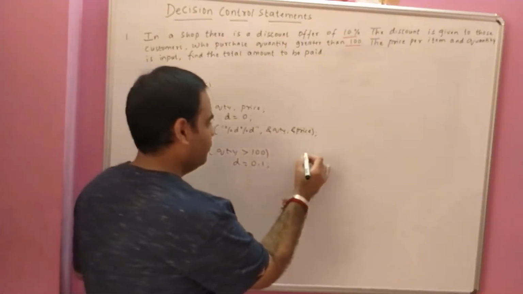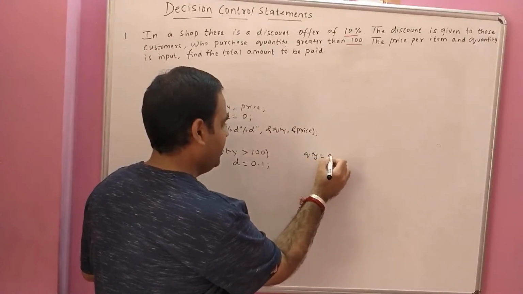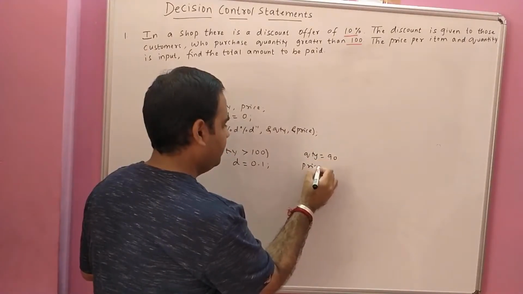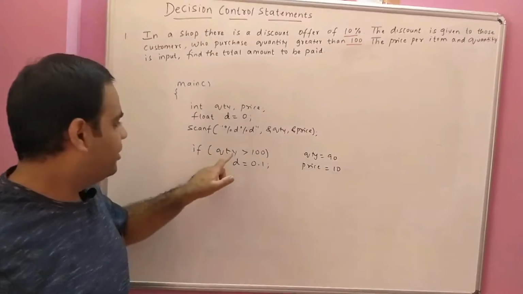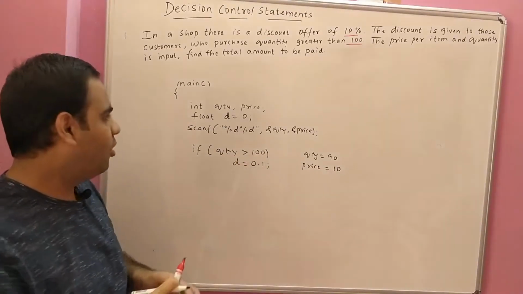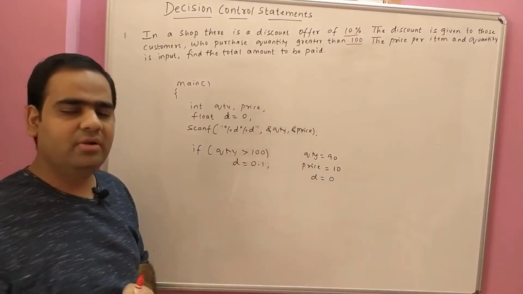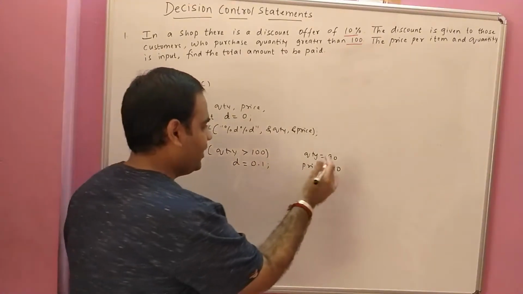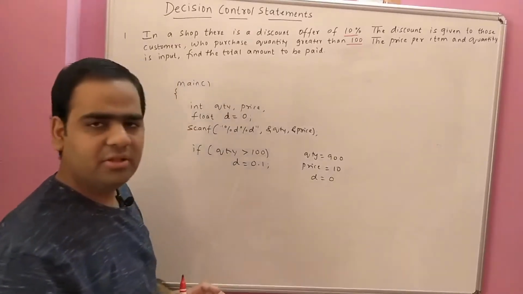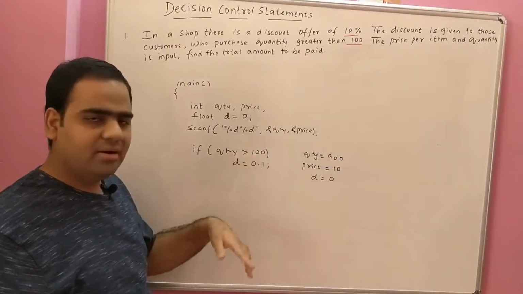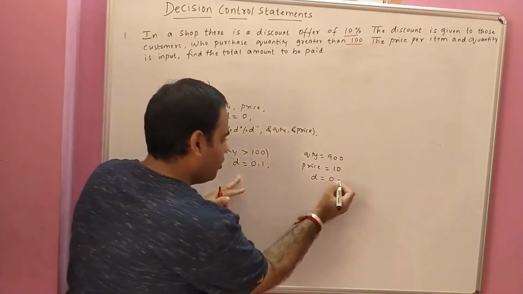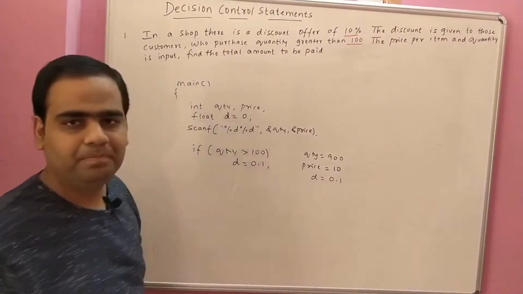Suppose we say quantity is equal to 90, price is equal to 10. Is 90 greater than 100? It is false. Therefore, the previous value d will remain as it is. It will not be overwritten. If we say quantity is 900 and price is 10, 900 greater than 100 is true. Hence, the discount will become 0.1.